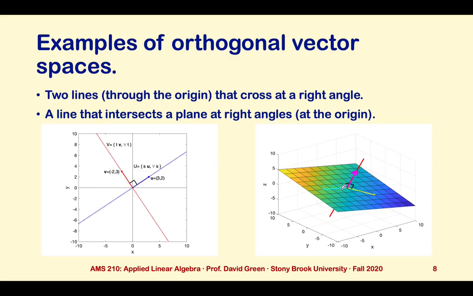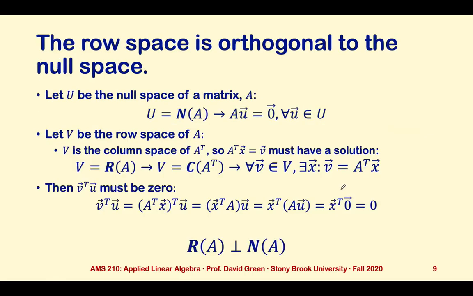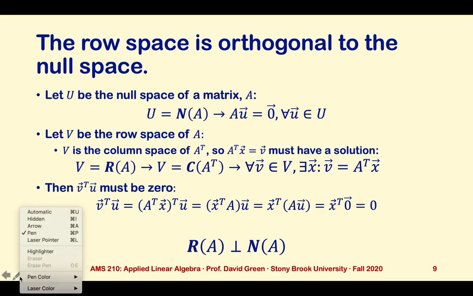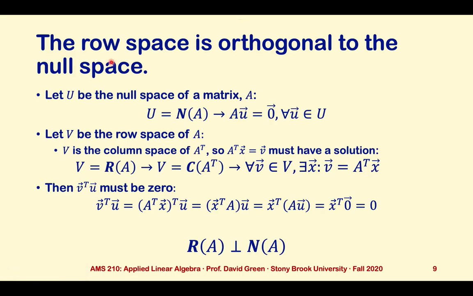Okay, so that's what we mean by orthogonality of a vector space. Quite simply, there are two vector spaces where every vector from one is orthogonal to every vector from another. Now that we have this idea of orthogonality, we can introduce a very interesting and very important concept. That is that the row space is orthogonal to the null space.